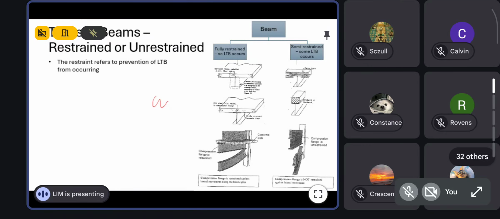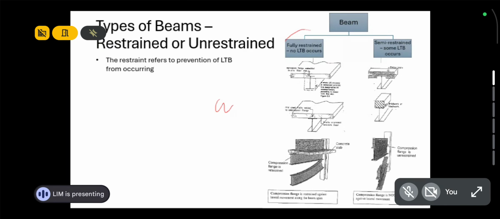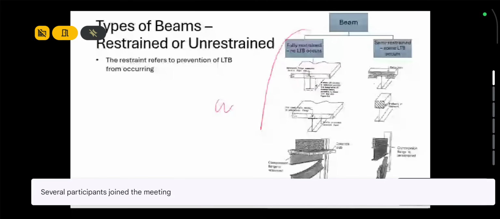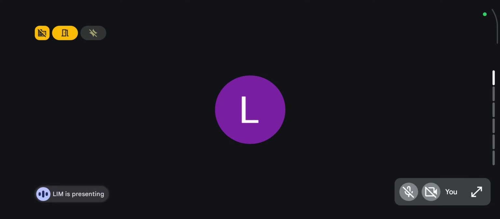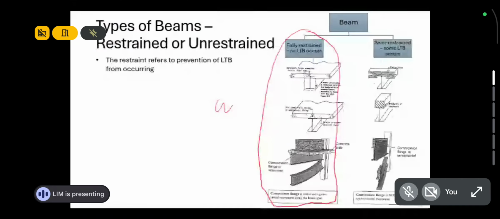Well, Monday. Everything we've done up to Monday is actually this beam only. Everything we've done so far is for fully restrained beams. So generally for steel beam design, there are two types. One is fully restrained beams, whereby no lateral torsional buckling occurs. So this is what we have done so far.